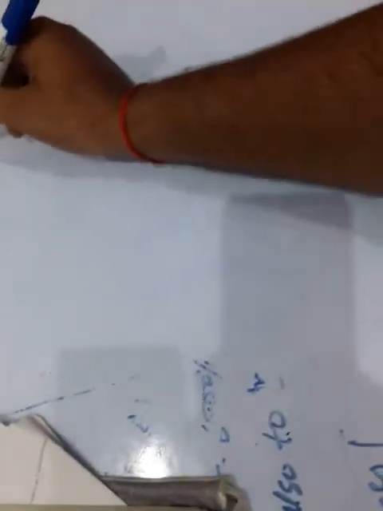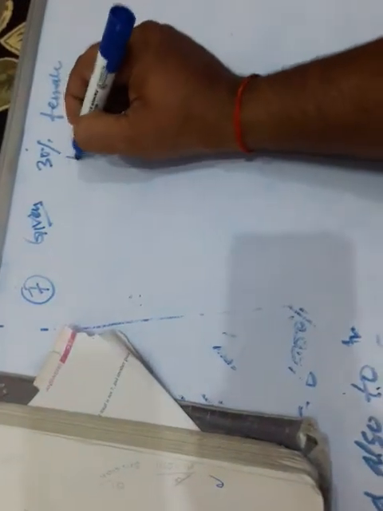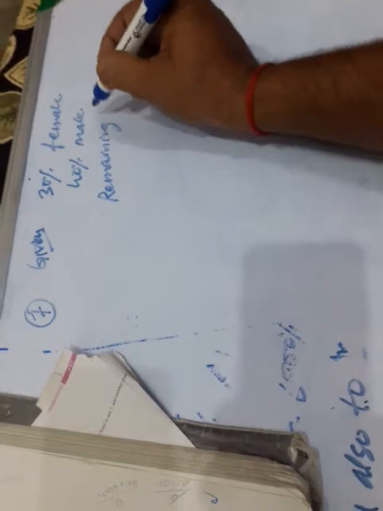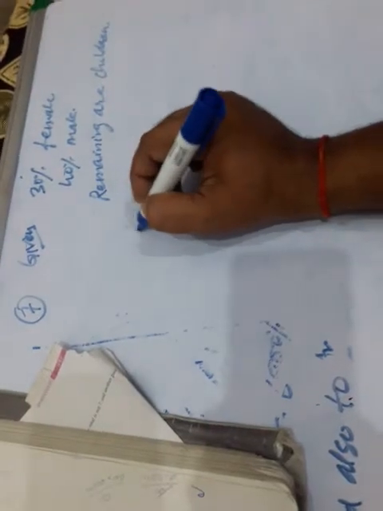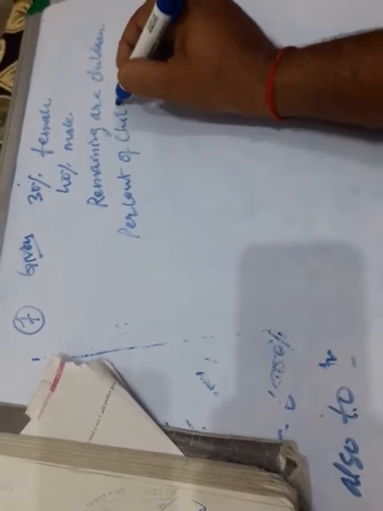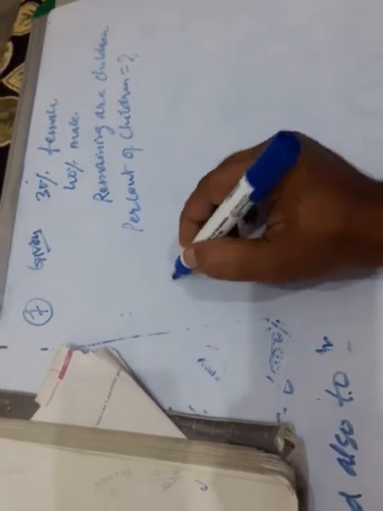What is given? 30% female, 40% male, and the remaining are children. Remaining means rest. What percent are children? So the percent of children you have to find out. Percent of children we have to find out. Start the solution here.